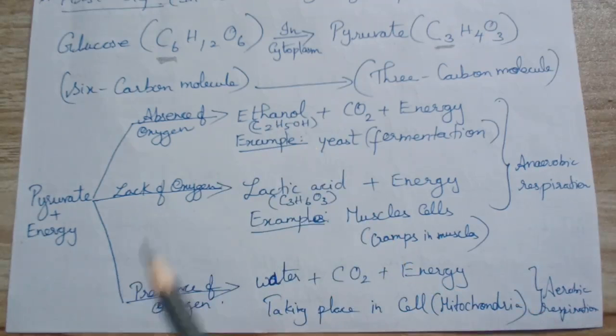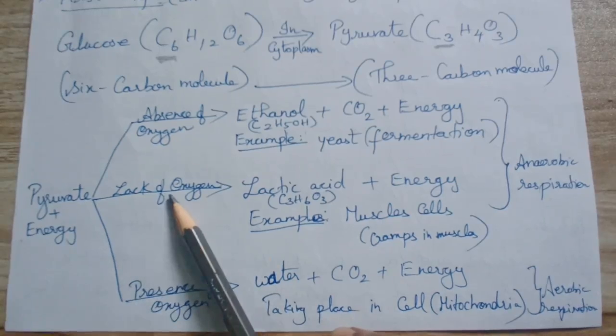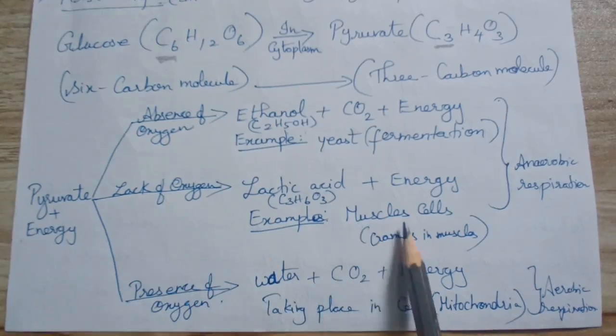Next, lack of oxygen. There is not sufficient oxygen, but oxygen is there. This type of respiration takes place in the muscle cells, during heavy exercise, running or weightlifting, when you need a lot of energy. The energy released from aerobic respiration will not be sufficient.